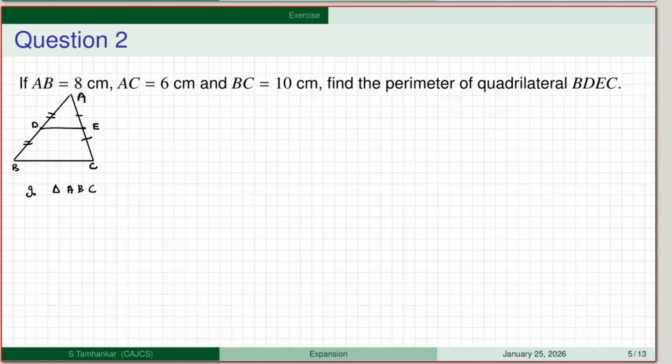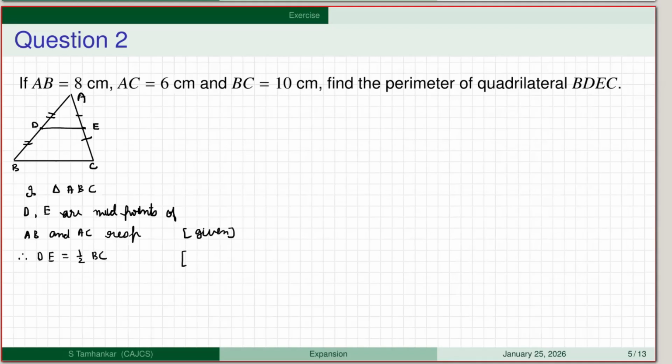So in triangle ABC, D and E are midpoints of AB and AC respectively, and this is given to us. So therefore we get DE is equal to half of BC, and the reason is the midpoint theorem. Okay, so that leaves us DE to be half of 10, and we get DE equal to 5 centimeters.